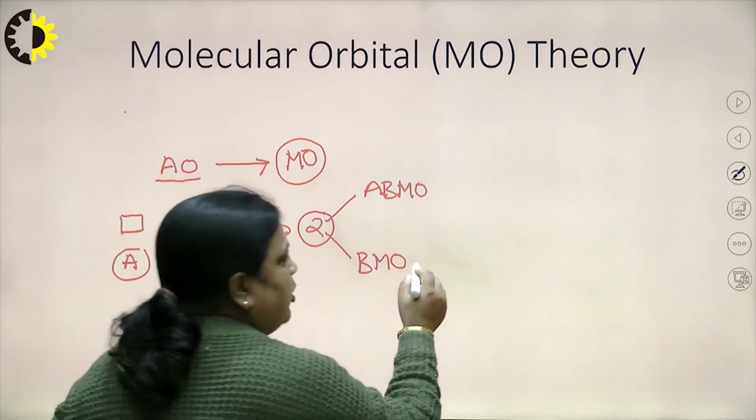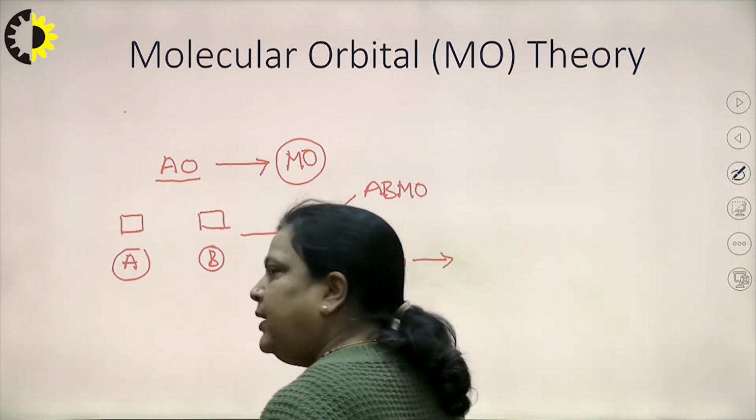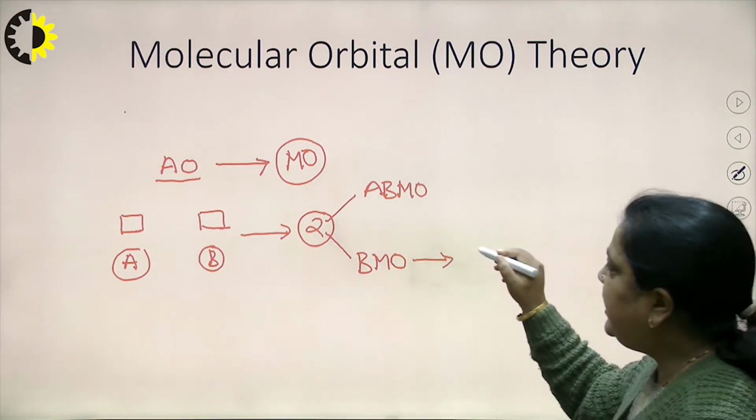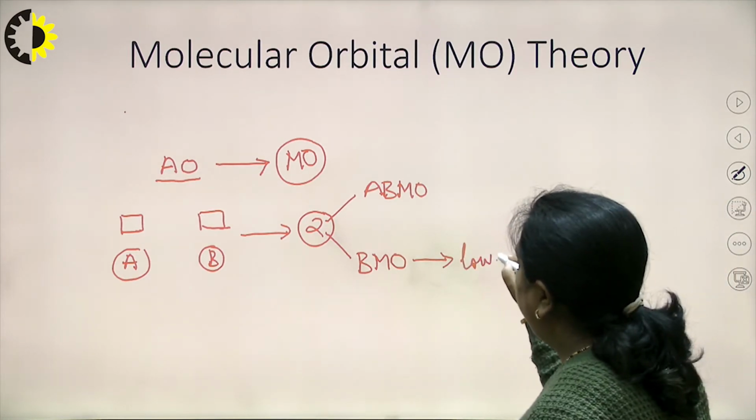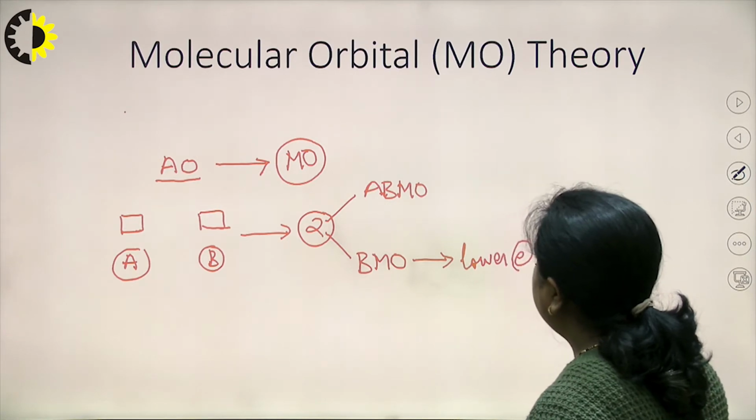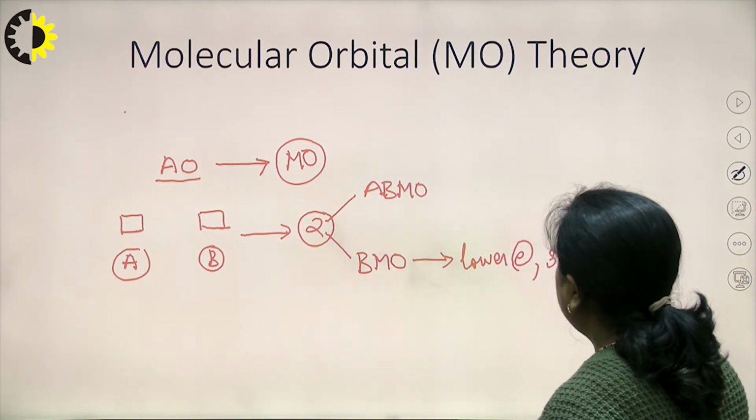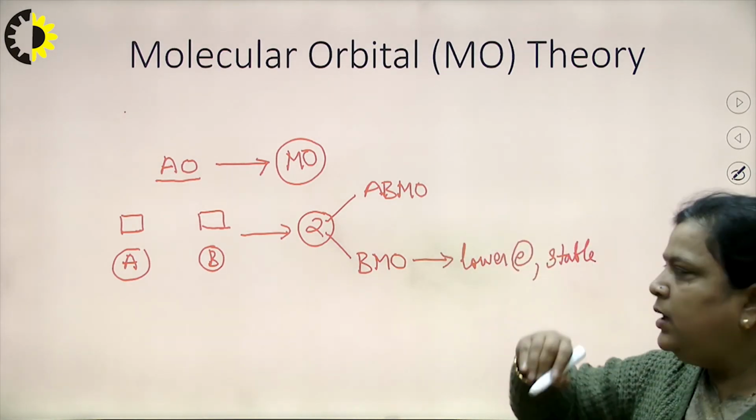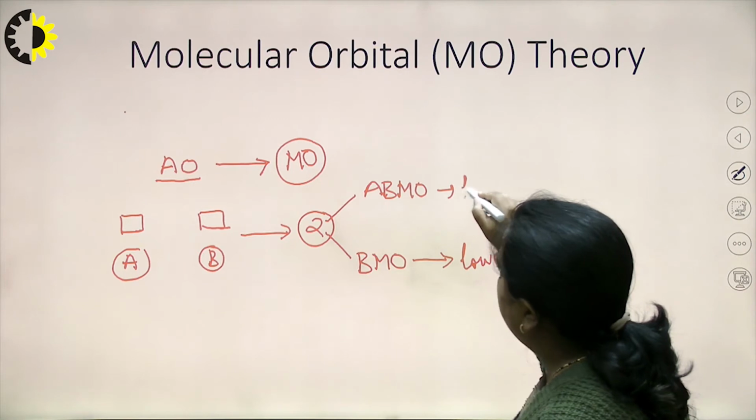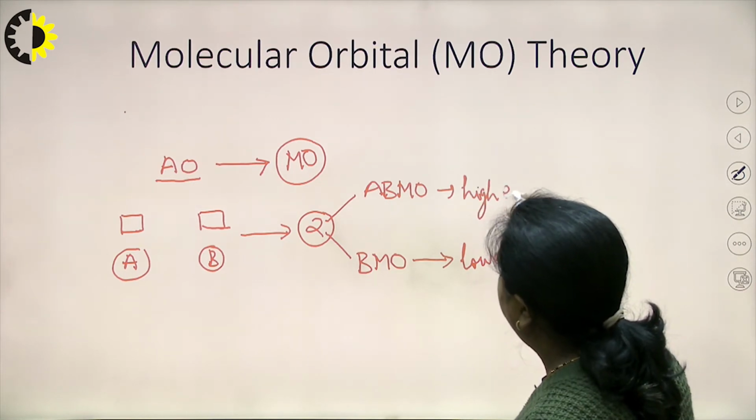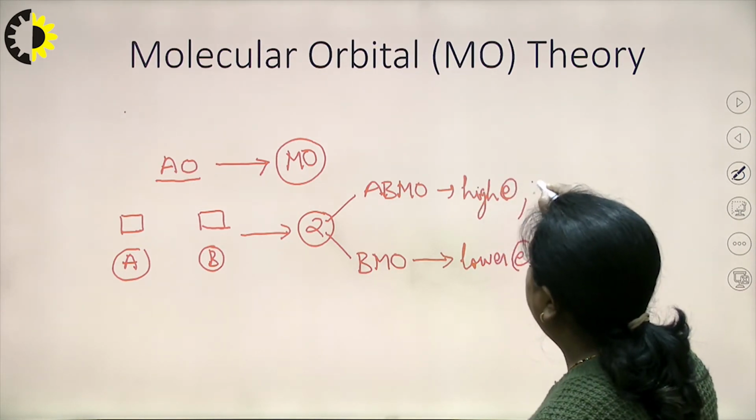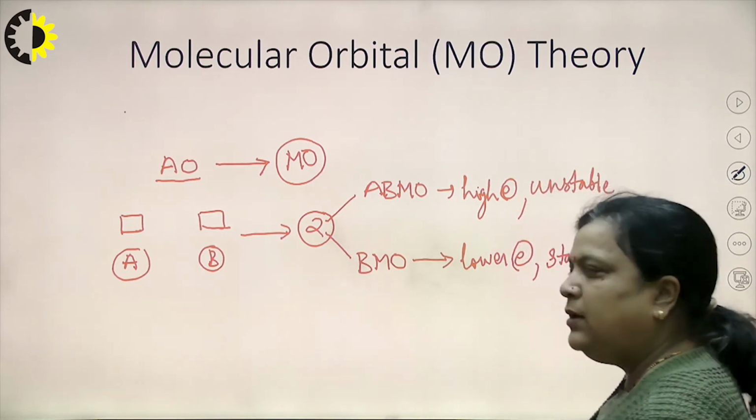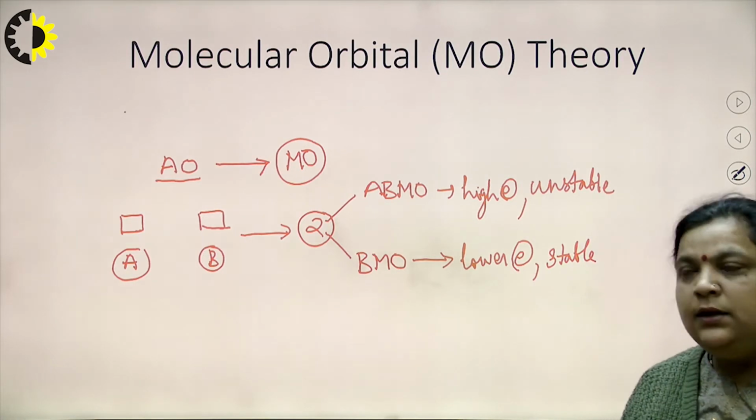In the case of a bonding molecular orbital, since it has lower energy, it leads towards stabilization. So, bonding has lower energy, means stable. Anti-bonding has higher energy than the atomic orbital. So, it is comparatively high energy, that is it leads towards instability, that is unstable. Clear?